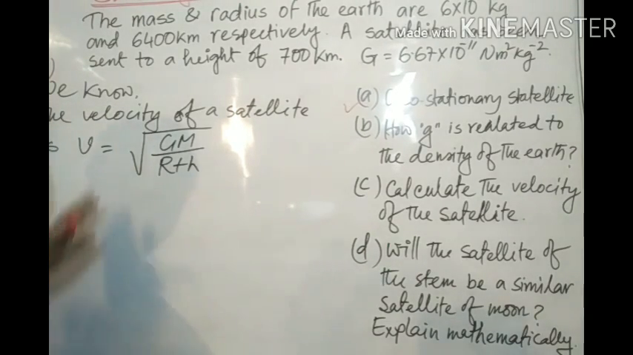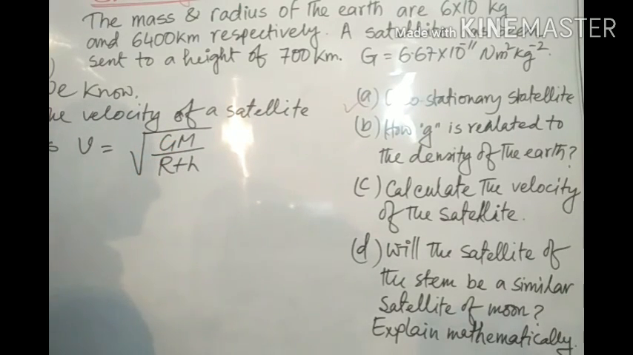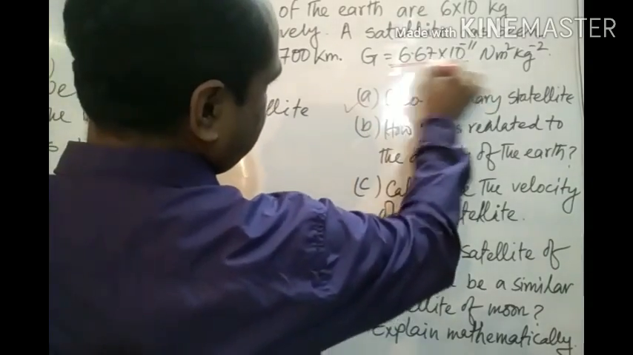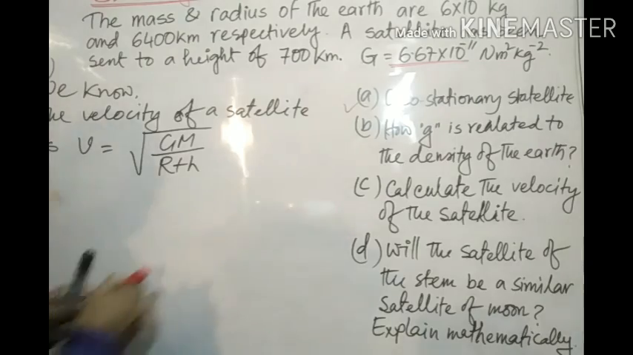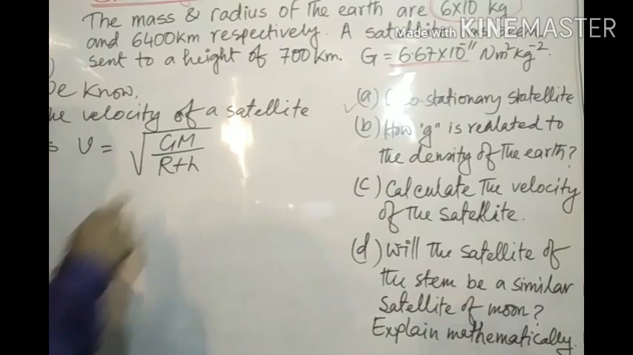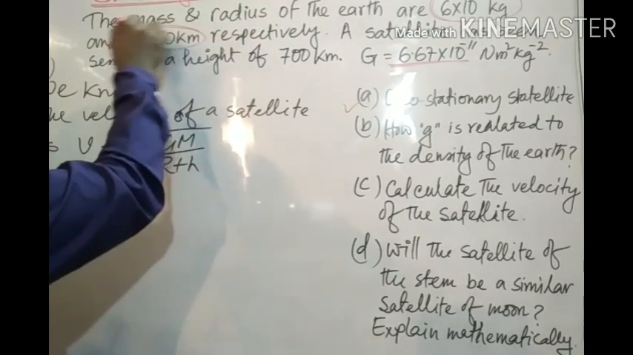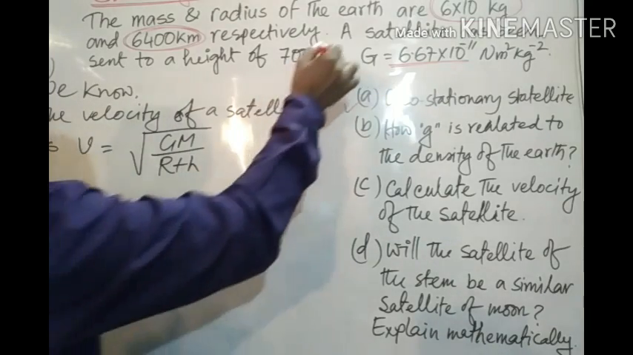Here we have to place the value of G, M, R and H. We know G is the gravitational constant whose value is given here. M is the mass of the Earth, which is also given in the stem. R is the radius of the Earth, which is also given in the stem. And H is the height of the satellite, which is also given in the stem.